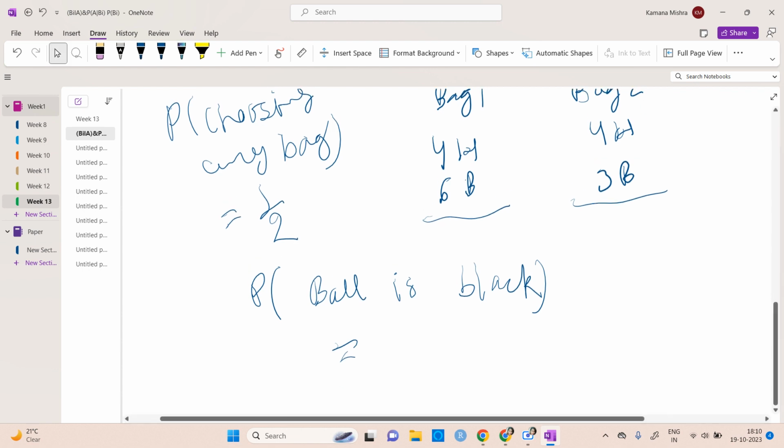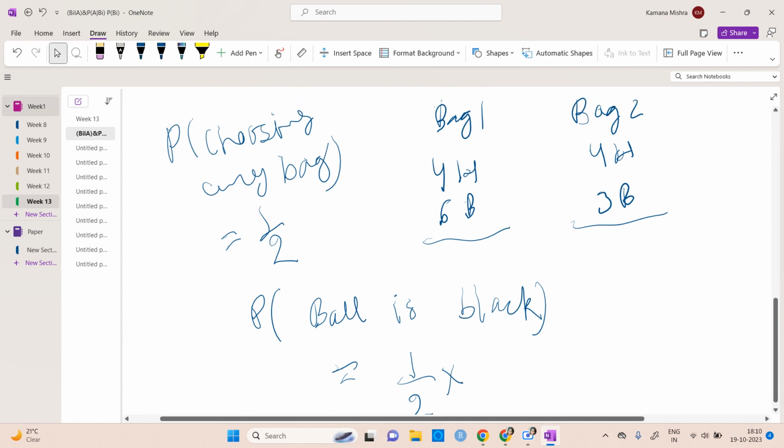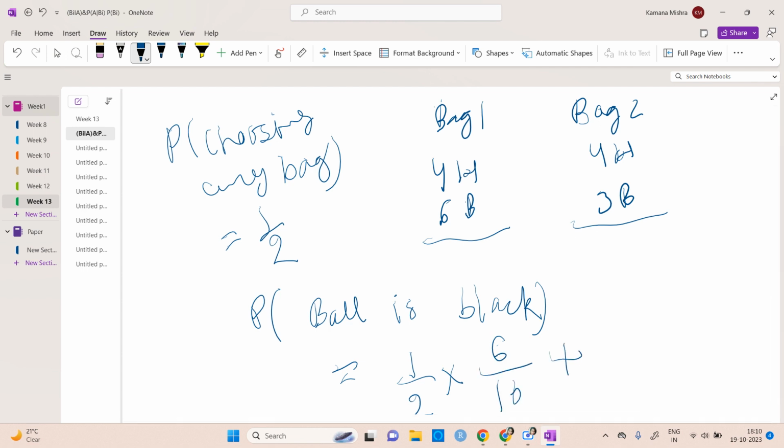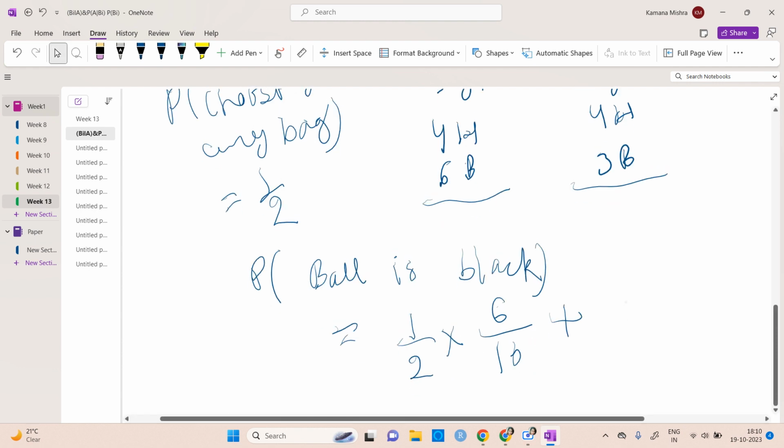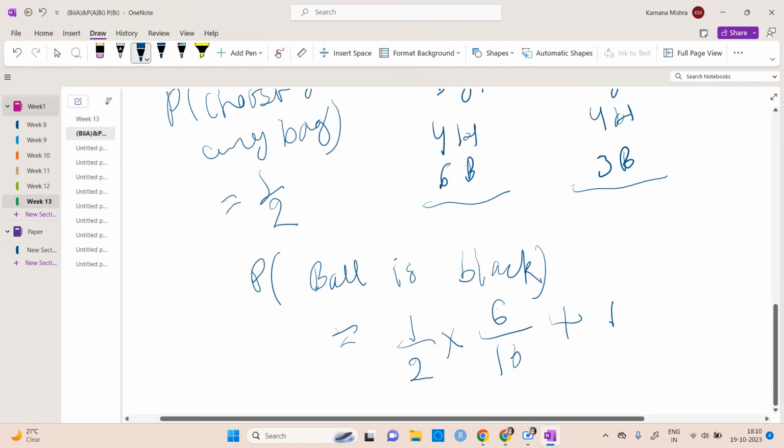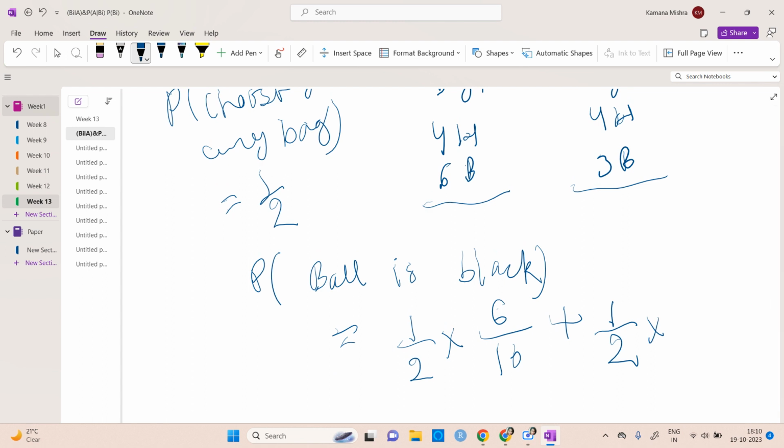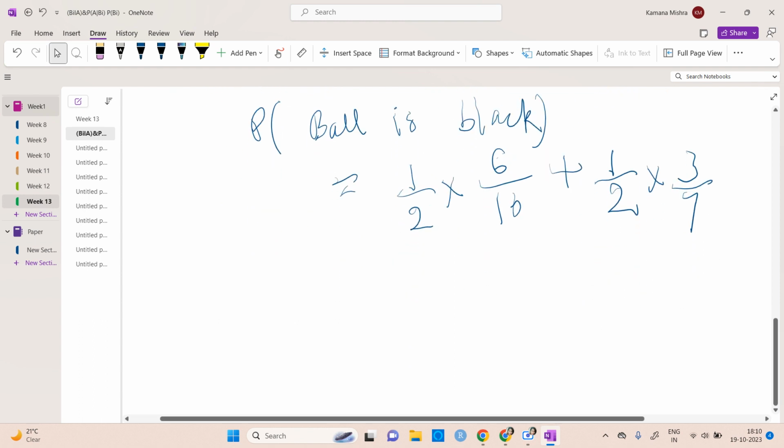The ball will be black if we are choosing the first bag, then the probability will be 6 by 10, right? Because 6 black balls are there and the total is 10. Now, if we are choosing the second bag, it is 1 by 2 and then 3 by 7, right? So now you can do the calculation.